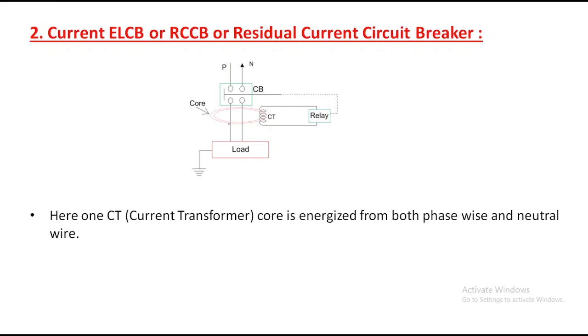So here the arrangement is like this. For the single phase we have a phase and neutral connected to the circuit breaker. This is connected to a current transformer, and due to the current transformer the relay will be operated. We will discuss the operation here. One CT, current transformer, core is energized from both phase and neutral. This CT is connected to both the phase and neutral.